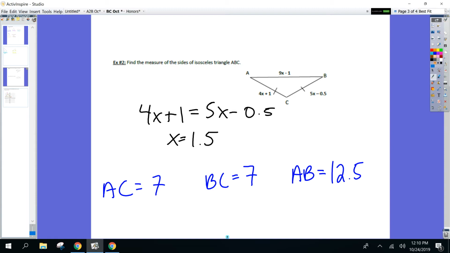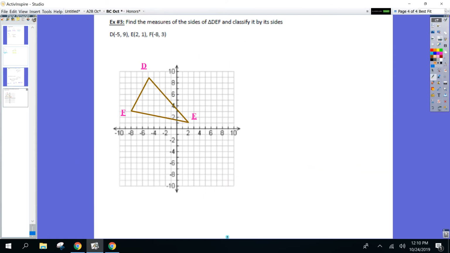All right, one small thing to finish up, and that is let's place a triangle on a graph now and tell me what type it is. So I'll let you guys graph it, label it.